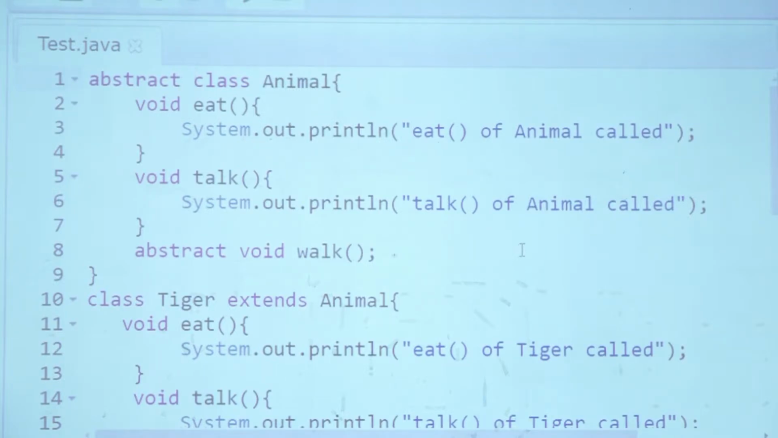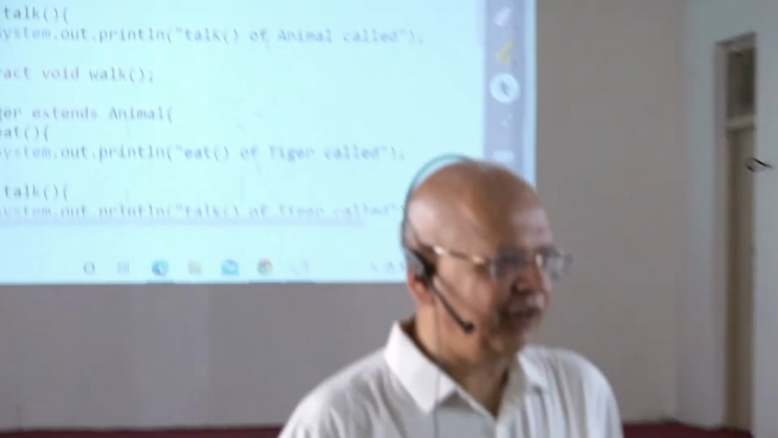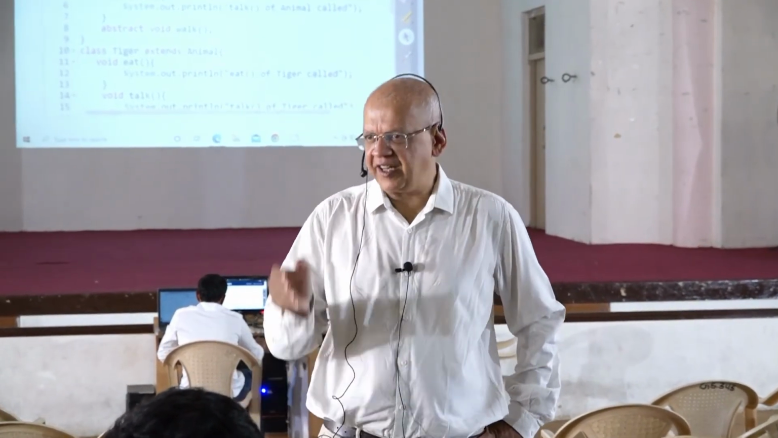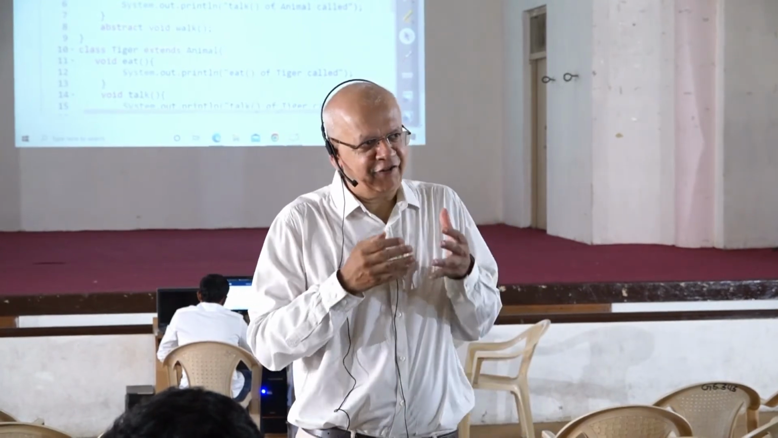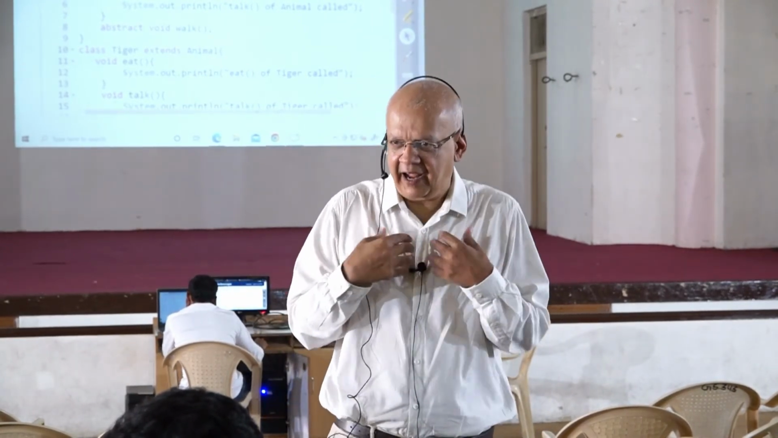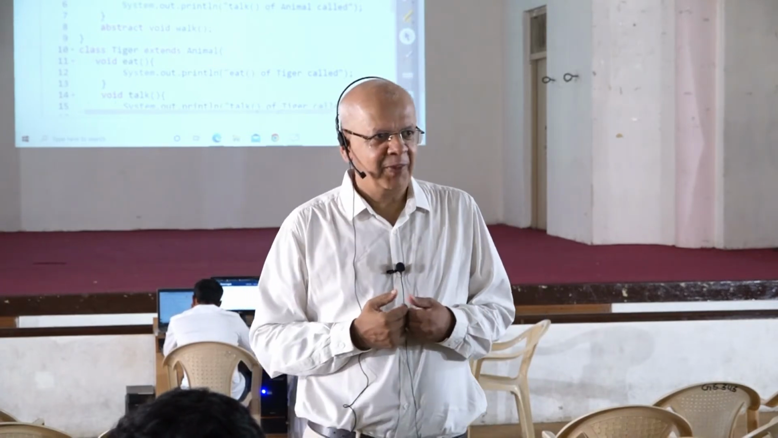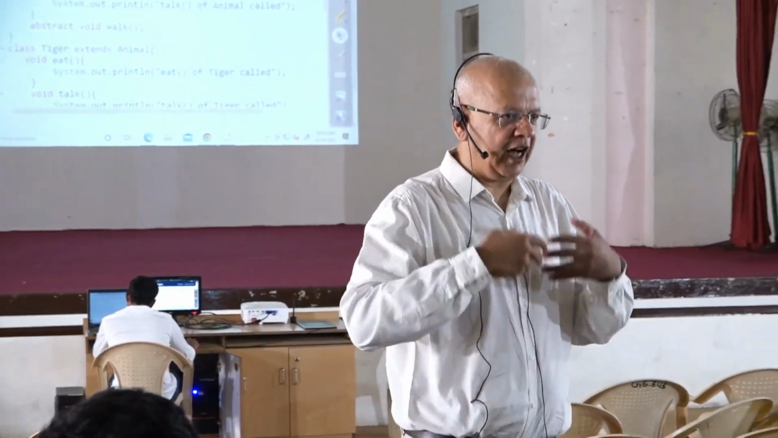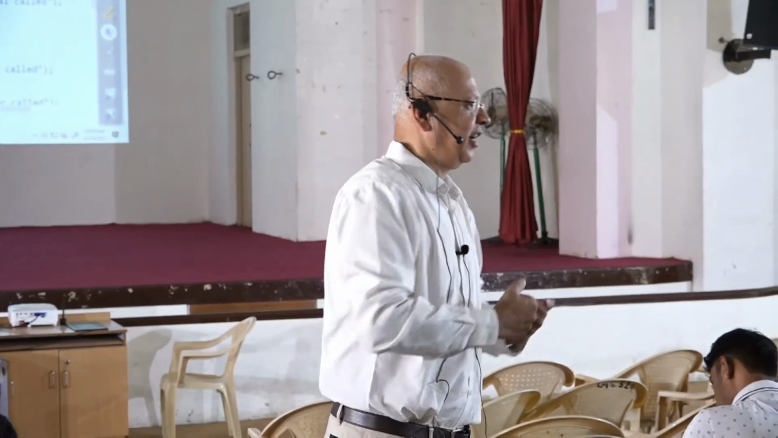Where is its incompleteness? It has a method called walk, which is not there. It is just marked as abstract. I am deriving from it. Do you think I am complete? No. It doesn't sound complete for the simple reason that tiger is derived from animal, elephant is derived from animal. So if they are supposed to call themselves complete and get instantiated, then they should complete the unfulfilled agenda of the class they are deriving from.